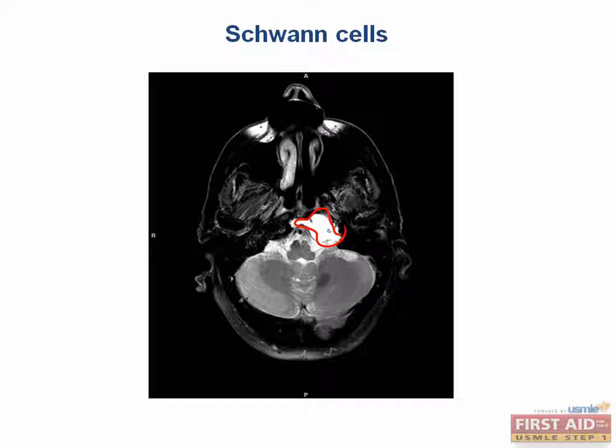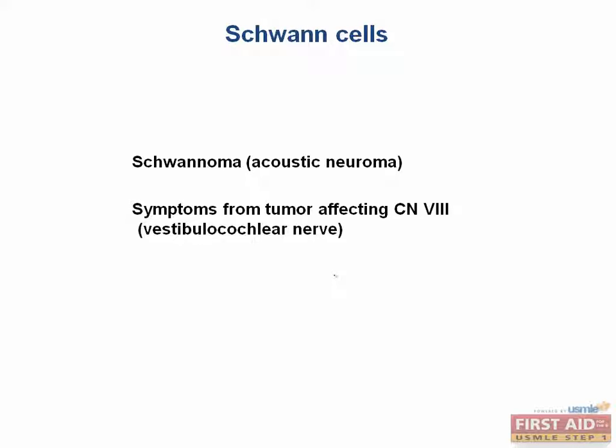This is also known as an acoustic neuroma. This is a very common tumor of Schwann cells. The symptoms are the result of the fact that this tumor affects the function of the 8th cranial nerve. Another great clue is that the tumor is located at the cerebellopontine angle. You should definitely remember this association. A schwannoma leads to symptoms that are a result of the tumor affecting the 8th cranial nerve.